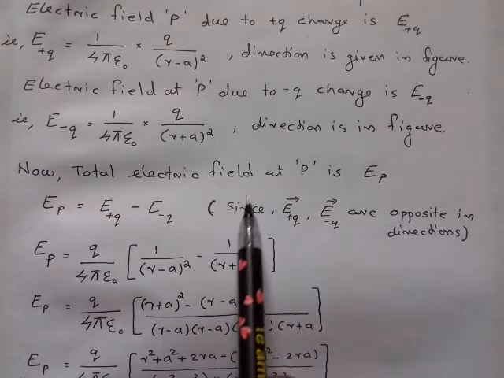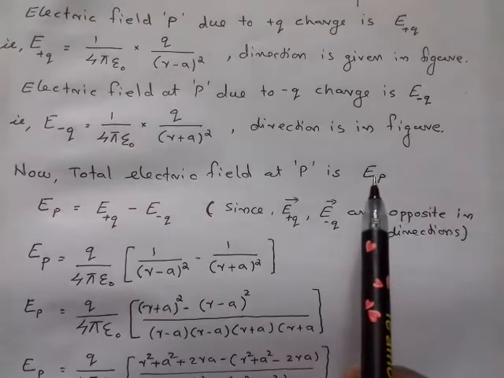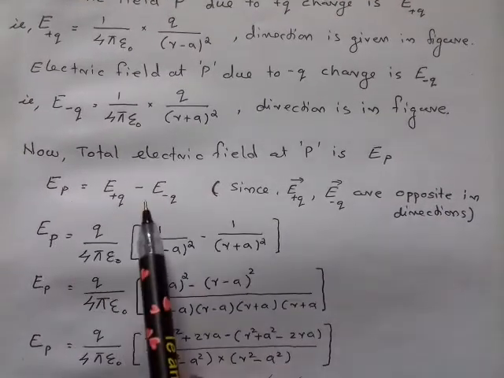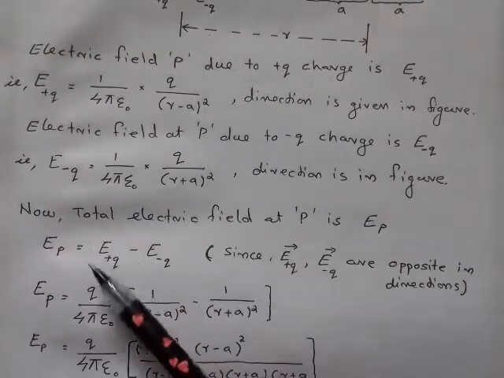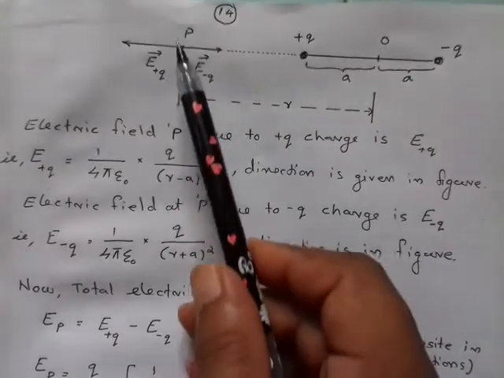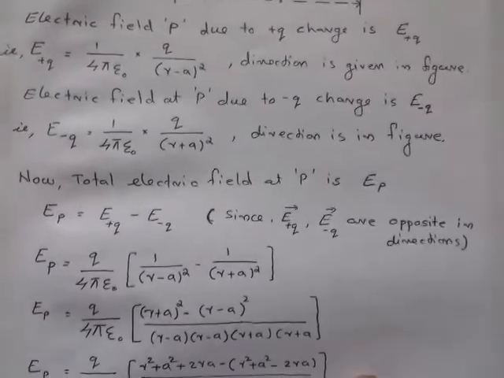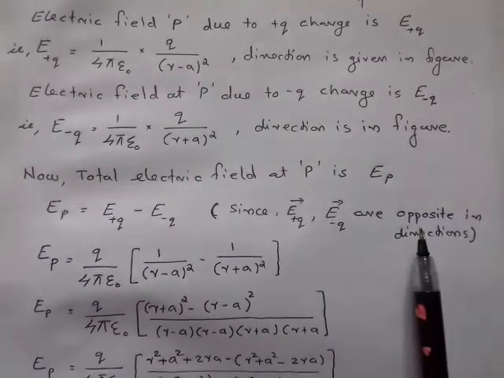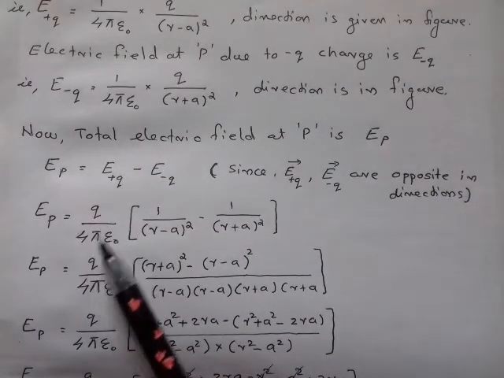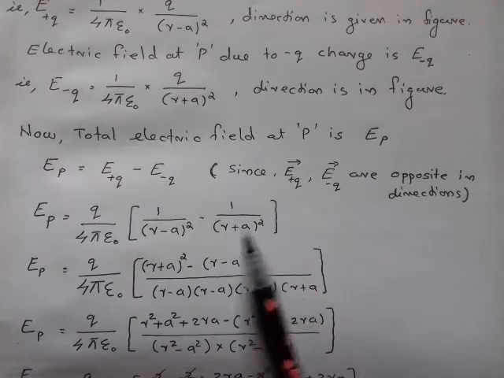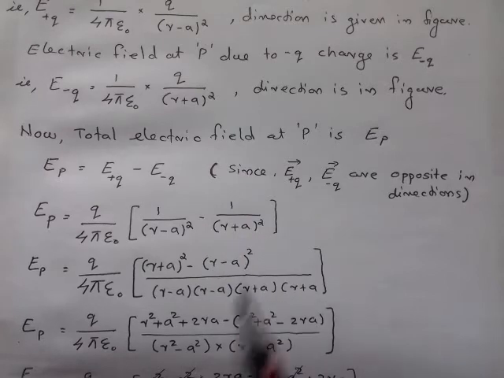Now the total electric field at P, we call it as EP, electric field at P, in that way. So EP is E plus Q minus E minus Q. Why? E plus Q has more magnitude. So while we have to take the sum, we have to subtract the lower magnitude one from the larger magnitude one. So we are going to take the subtraction. So the common factor is Q by 4 pi epsilon 0 and in square brackets 1 by (r minus a) whole square minus 1 by (r plus a) whole square.